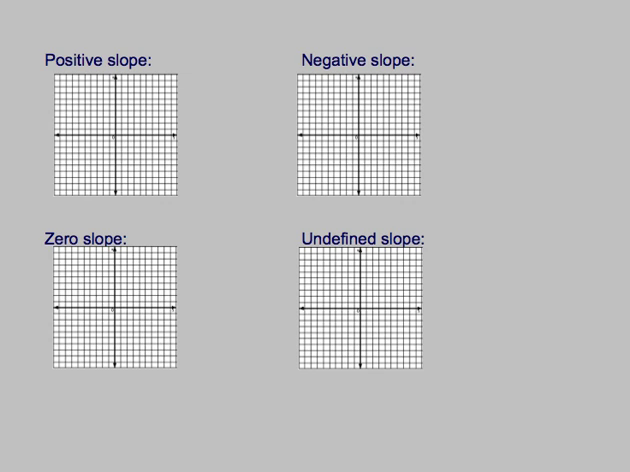Now, let's talk about positive, negative, zero, and undefined slope. You know that something has a positive slope if the line is going up from left to right. Notice if you start on the left of that pink line and you go to the right, that is going up. That's a positive slope. A negative slope then would be when it falls from left to right. So again, start on the left of the line and it's going down to the right, so that means it's a negative slope. Then we have zero slope.